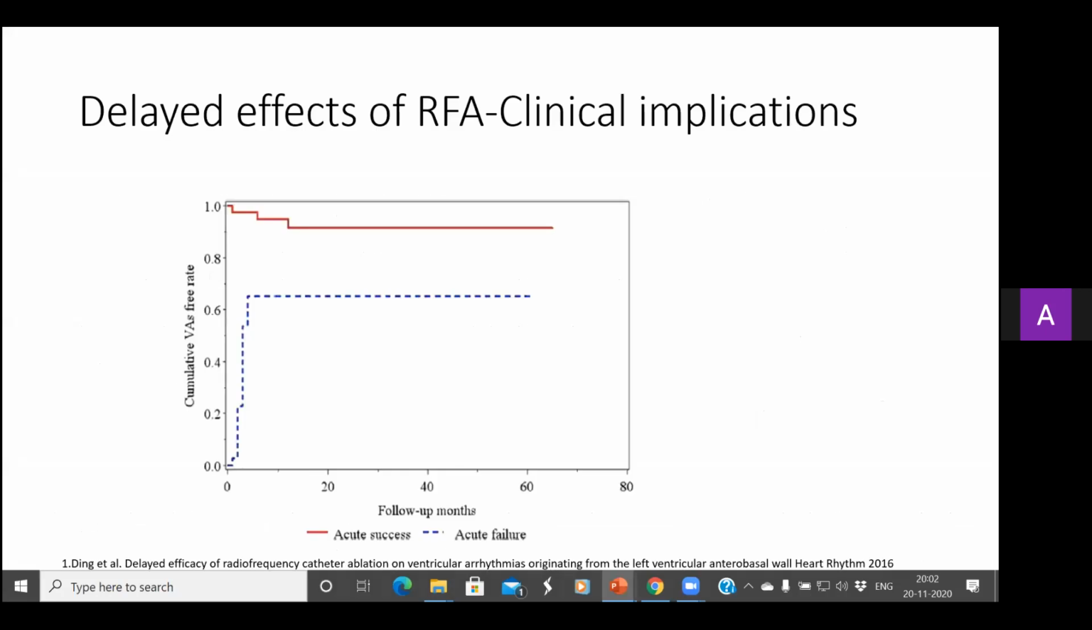This is a plot of the change of cumulative ventricular arrhythmia free rate with follow-up time in the acute success group and the acute failure group. Nearly 68% of patients with acute failure at the end of the procedure had their ventricular arrhythmias eliminated by the delayed effect of RF during follow-up.